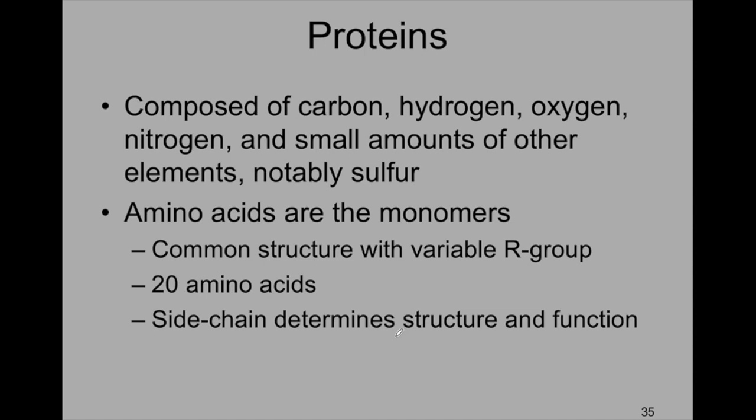There are 20 amino acids that are essential for life, and that is because all of our proteins in humans are made up of 20 distinct amino acids, and they're all put together in all kinds of different combinations to create all of the different proteins that make our cells work. The side chain, that R group, is what determines structure and function of proteins, because those R groups all interact with each other when these proteins are made.